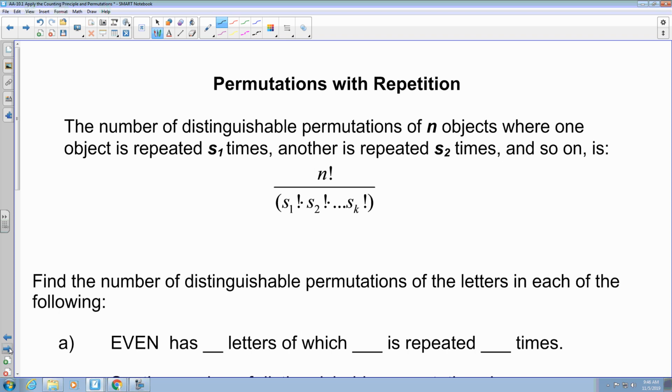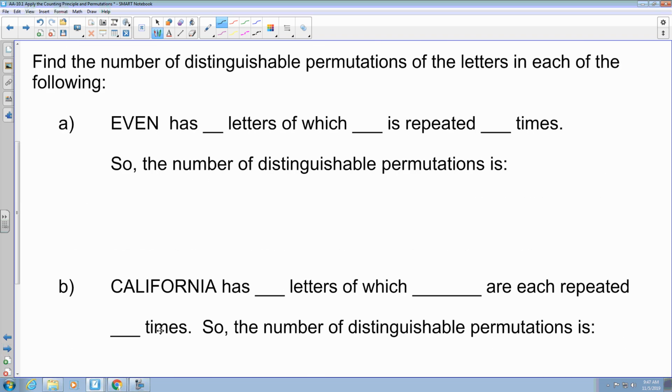One of the other things that talk about permutation is permutation with repetition. It says the number of distinguishable permutations of n objects where one object is repeated s1 times, another is repeated s2 times, and so on is n factorial, which is how many objects there are in the particular problem, divided by the repeats. If you have one repeat, it's how many times it gets repeated, so that gets factorial. Another one that gets repeated 2 times is 2 factorial, and so on. And I'll show you what that looks like.